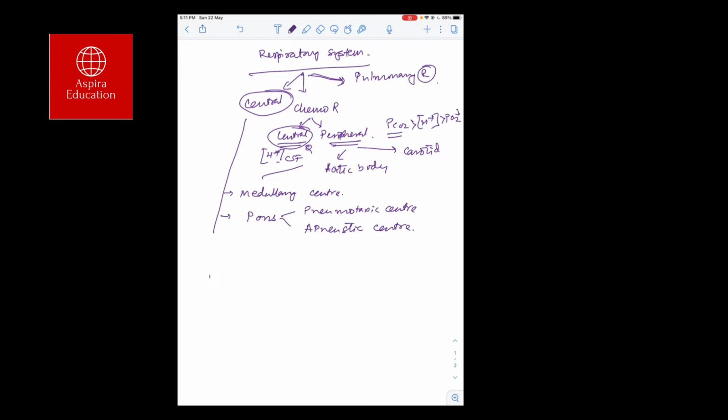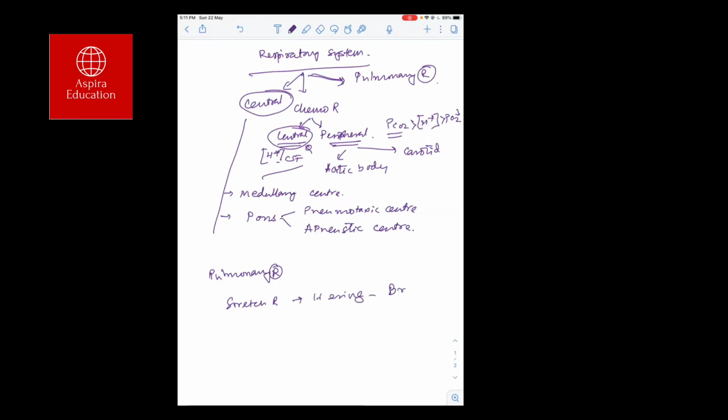And regarding the pulmonary receptors, I would also suggest you take a small note simultaneously, because it will cover a lot. So for pulmonary receptors, a number of receptors are there, like the stretch receptors. Stretch receptors are basically associated with the Hering-Breuer reflex.